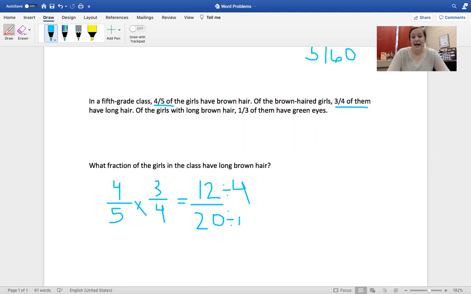So I'm going to divide my top and bottom by 4. 12 divided by 4 is 3. And 20 divided by 4 is 5. So that means that your answer is going to be 3/5. So the fraction of girls in the class that have long brown hair is 3/5.